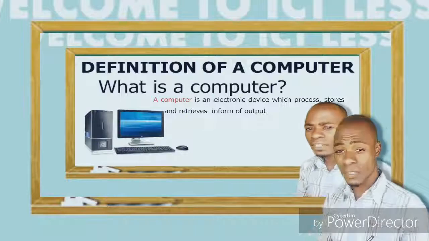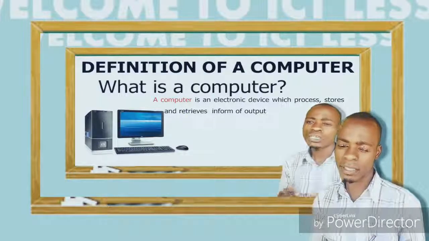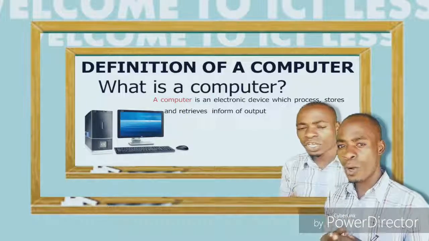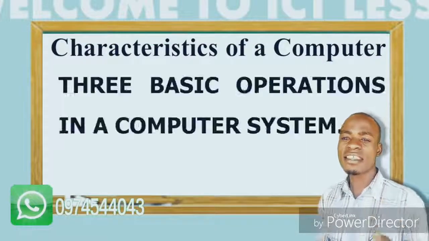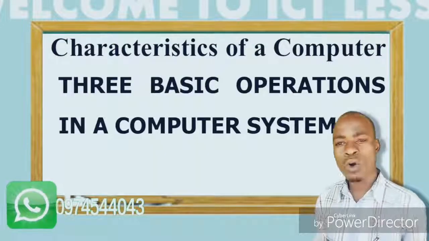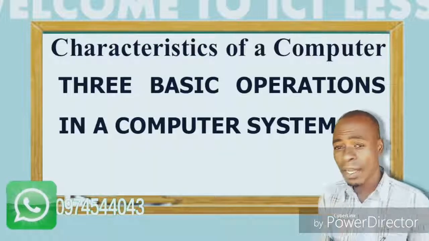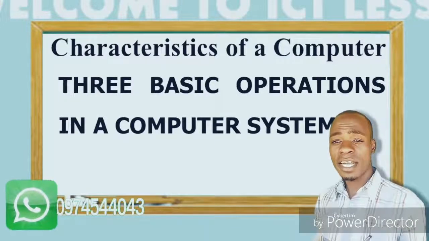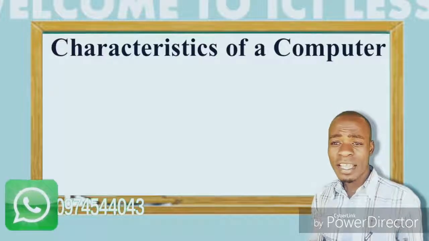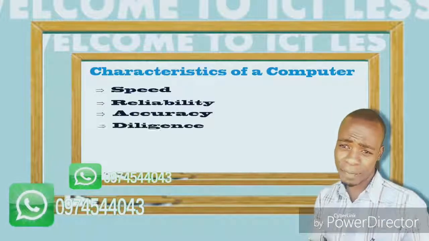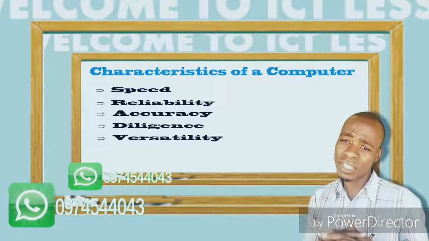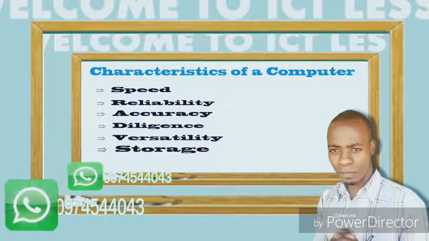Okay, in the last lesson, we defined what a computer is. Now, in this lesson, we're going to look at the characteristics of the computer and the three basic operations of the computer. Now, we'll start with the characteristics of the computer. There are so many characteristics of the computer that we can mention here, but in our case, we are just going to mention a few.